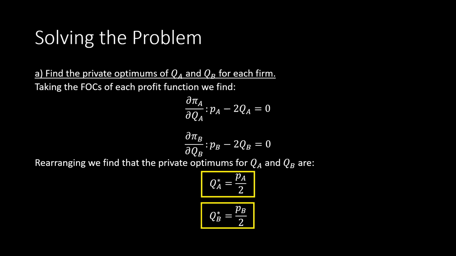So for part A, we just take our first order conditions of each of our profit functions and we solve for these optimums. We'll find that our private optimums for QA and QB are going to be PA all over 2 and PB all over 2 for QA and QB respectively.